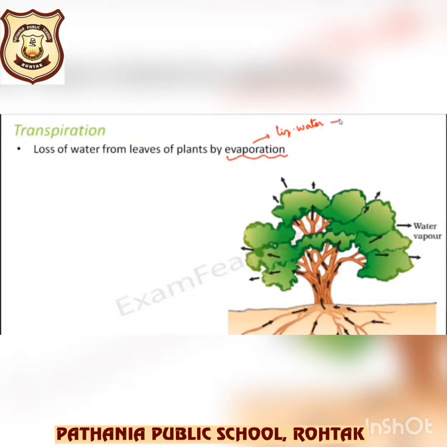So what is transpiration? Loss of water from the leaves of the plant by evaporation. So what is evaporation? In evaporation, liquid water is converted into water vapor. During transpiration, the excess water present in the plant is lost into the air as water vapor. In fact, plants release a lot of water vapor into the air through the process of transpiration. This water vapor in the air helps in bringing rain, right?